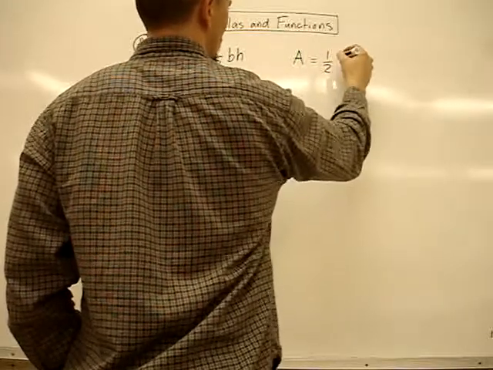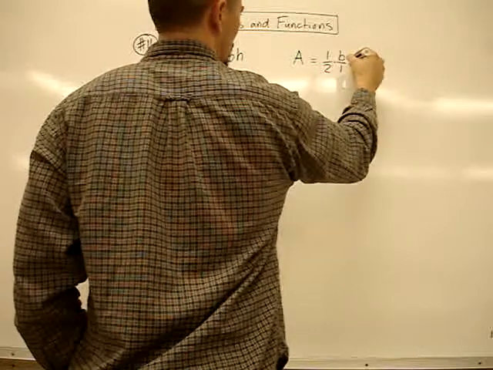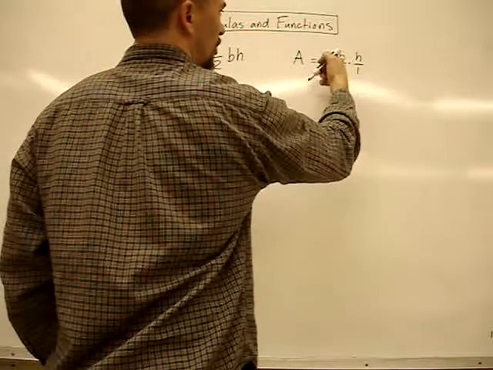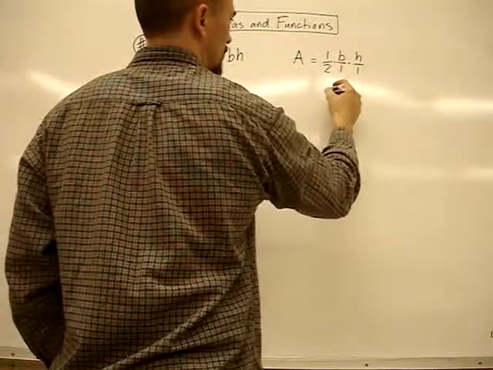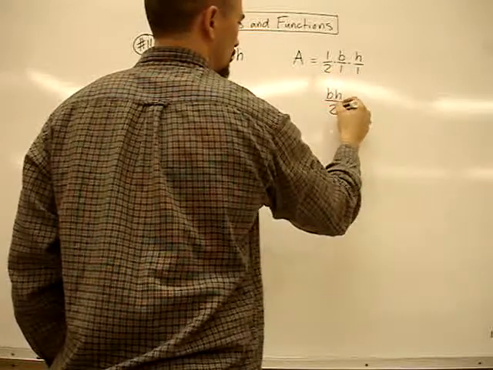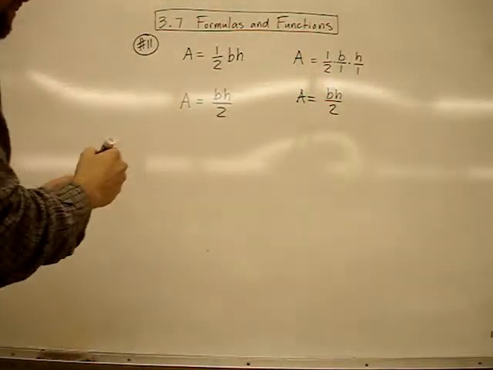Since 1/2 is a fraction and b is not written as a fraction, let's go ahead and write it as a fraction. Now you just multiply all these. 1 times b times h is bh. 2 times 1 times 1 is just 2. So that's how we arrive at that.